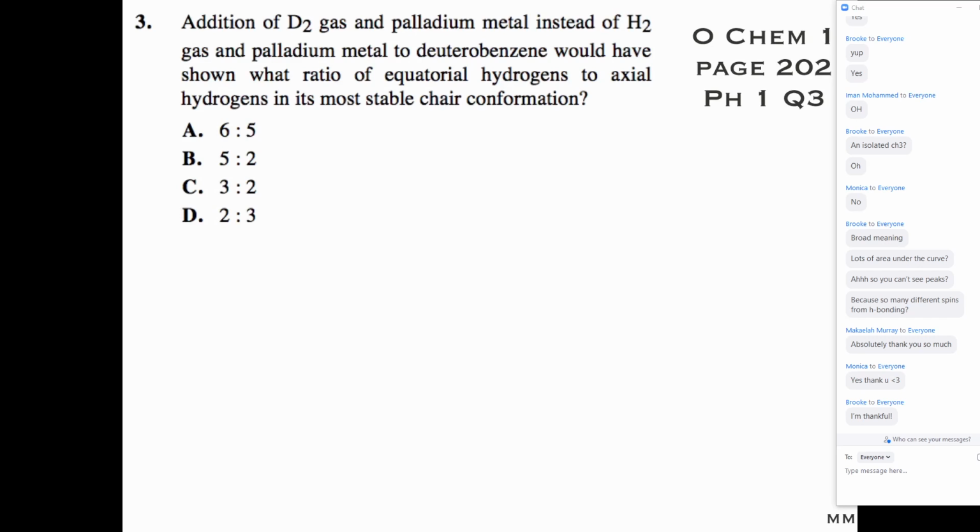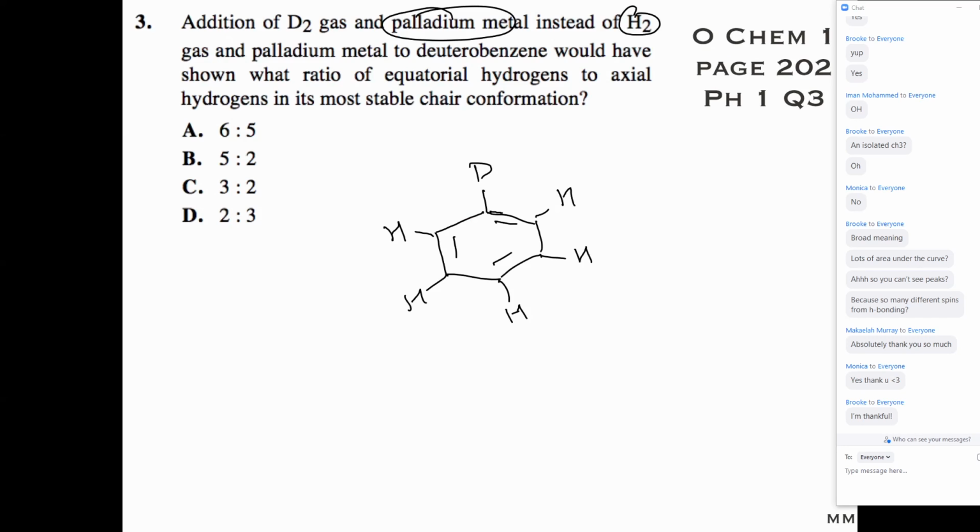For this one, I'm basically going to blow through it quickly because you had to get it from a passage. When we react deuterobenzene, which is this compound with one deuterium and H's as such, the passage tells us that palladium metal with H2 adds H's, and palladium with D2 adds D's.